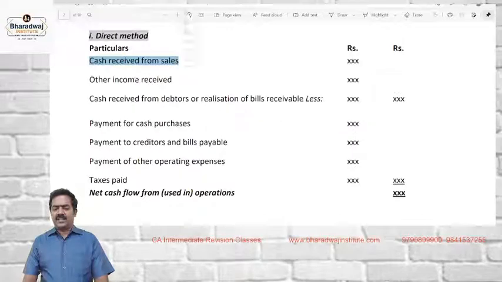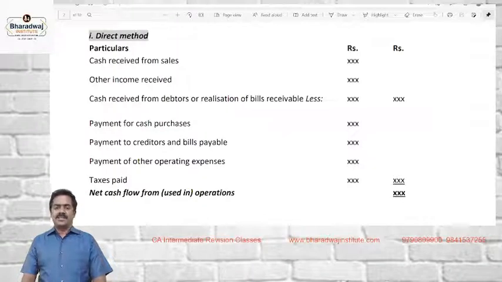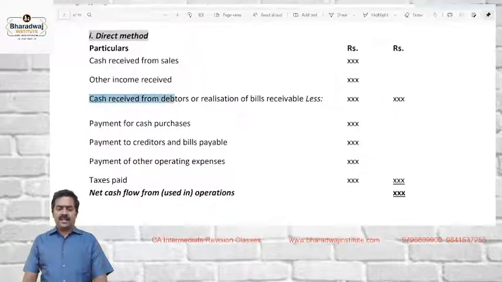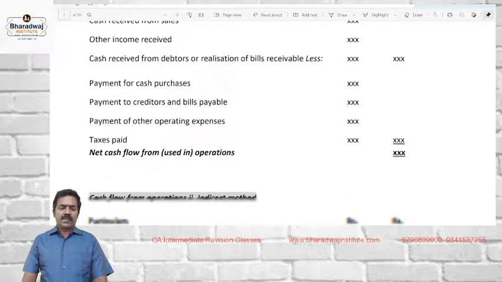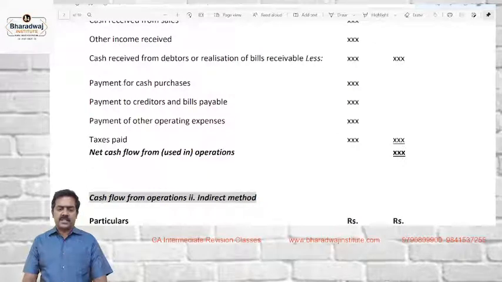Take the cash sales, take other incomes which are associated with your business, like commissions, trading commissions, agency commissions, all those things. Then cash collected from debtors and bills receivable, also part of operating receipts. Payment made for cash purchases, payment made to creditors and bills payable, payment of other operating expenses.